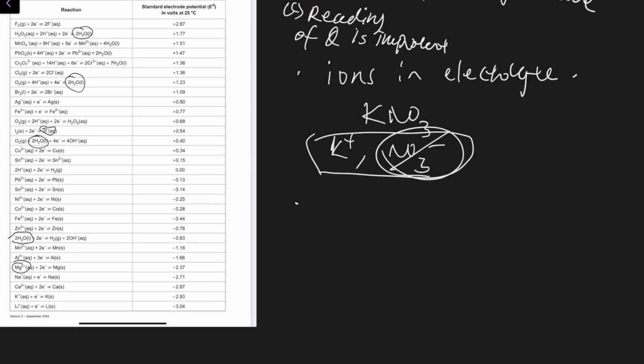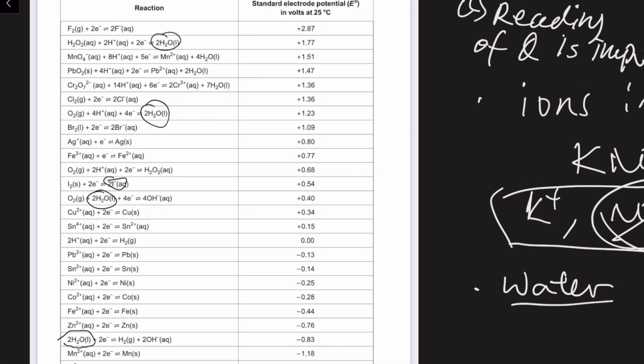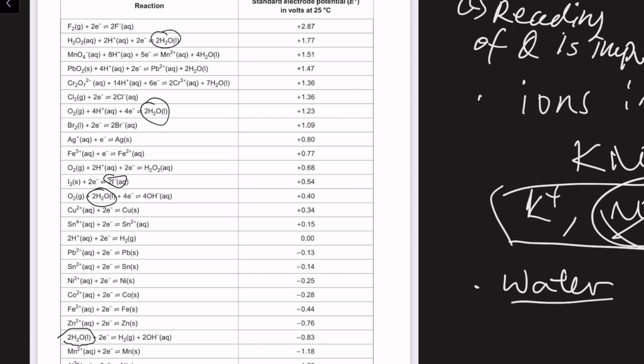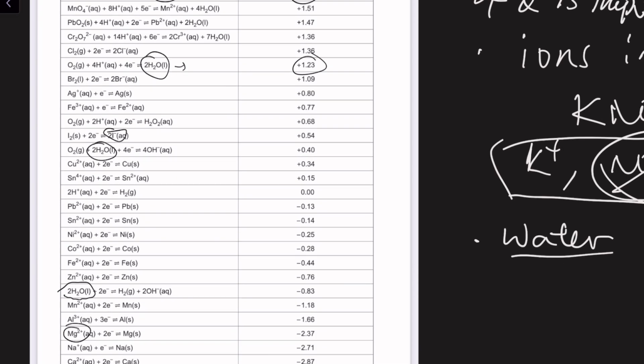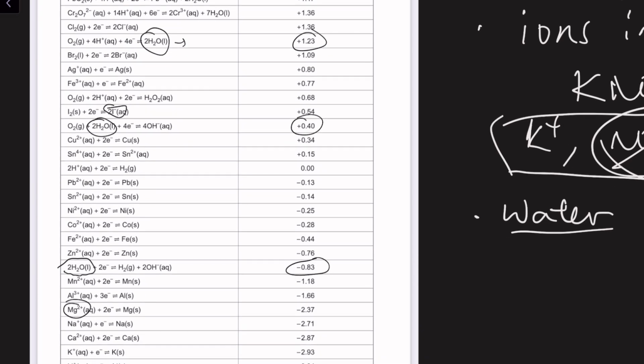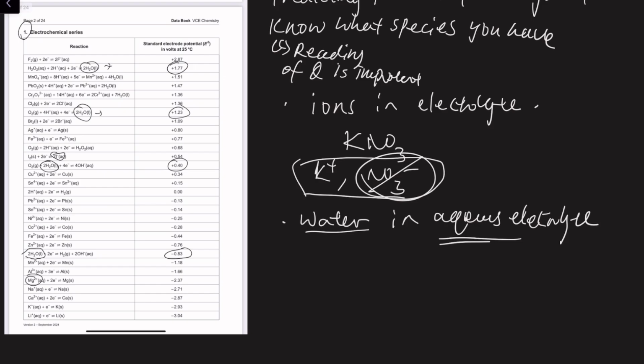What is more important, perhaps, as I have already explained before, is water in the aqueous electrolyte. And this is very problematic. If you look at H2O, it appears in many places on the electrochemical series. So if you have aqueous electrolyte, then potentially the water will actually react.